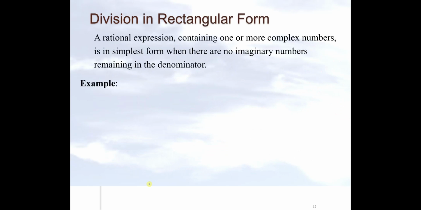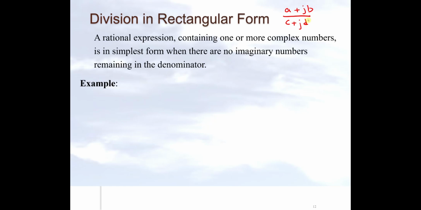Division is also feasible in the rectangular format. However, it is more computationally demanding. So when we have a rational expression, we'd like to divide it. I have, for example, a + jb, and I'd like to divide it over c + jd. So this is a rational number in the complex space.